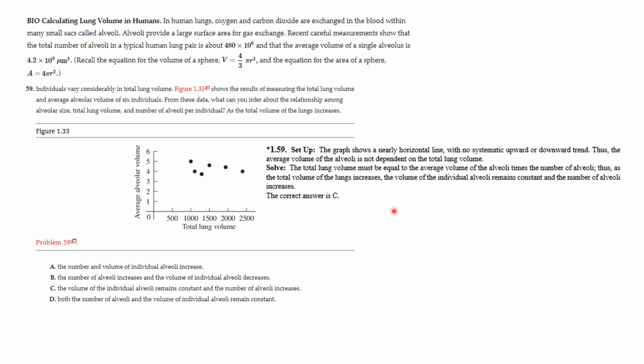Well, if you look at the graph, you see there's pretty much a horizontal line, so there's no systematic upward or downward trend. Thus, the average volume of the alveoli doesn't depend on the total lung volume. It's flat. And since that's the case, the total lung volume must be equal to the average volume times the number of alveoli. So as the total volume of the lungs increases, the volume of the individual alveoli remains constant, and that means the number of alveoli increases. So the correct answer is C: the volume of the individual alveoli remains constant, but the number of alveoli increases.